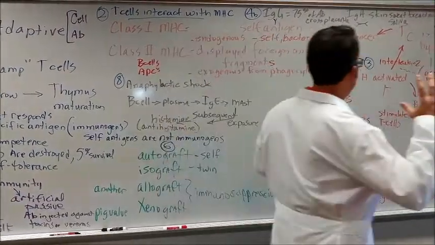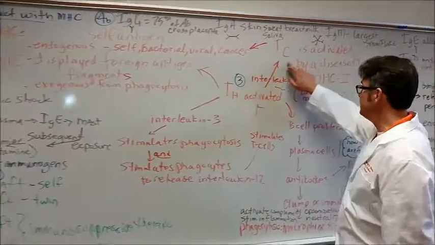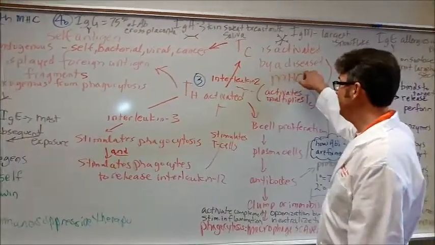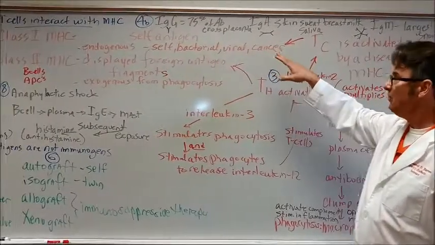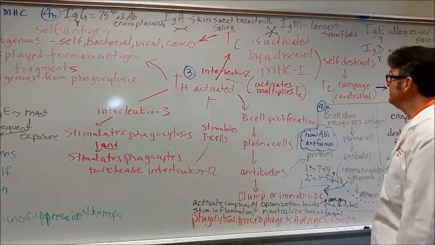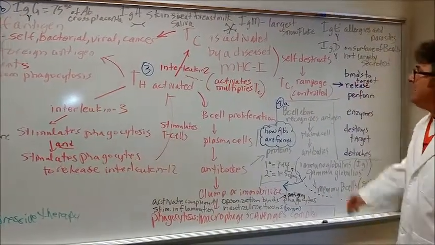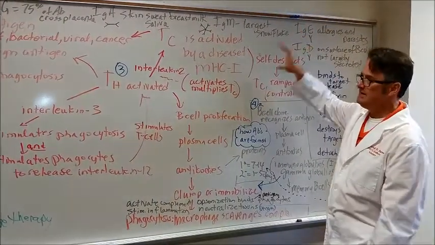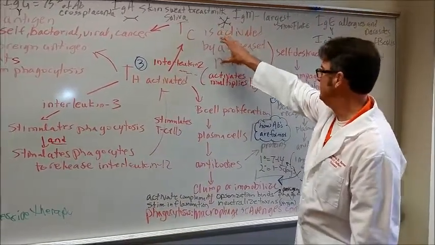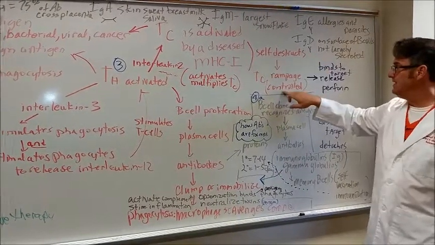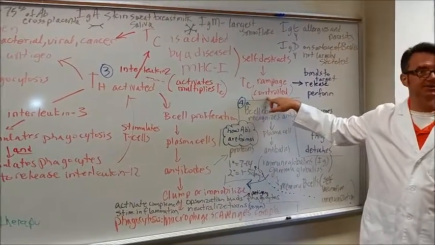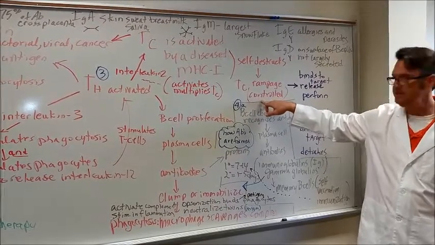Here's where it gets crazy. A cytotoxic T is activated by diseased MHC class 1s. And so this is what happens. Once the cell activates the cytotoxic T, the cell itself self-destructs. And then the cytotoxic T goes into a controlled rampage.